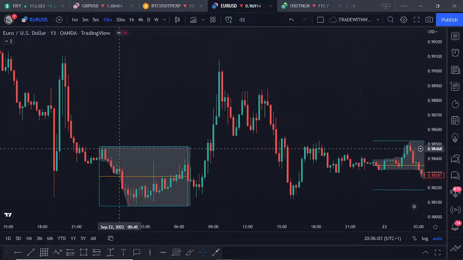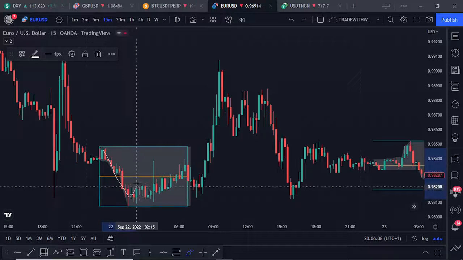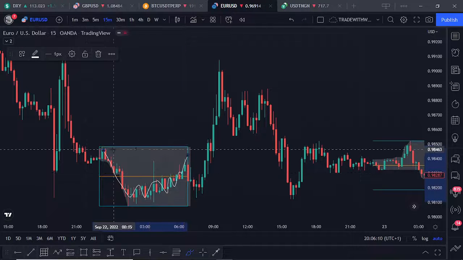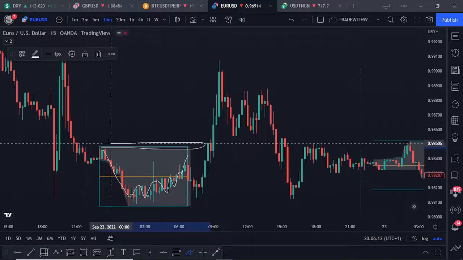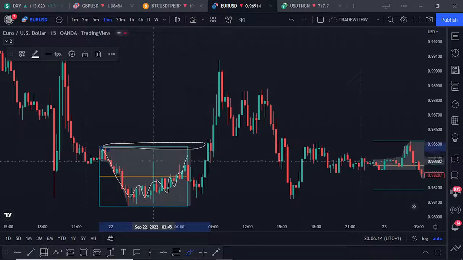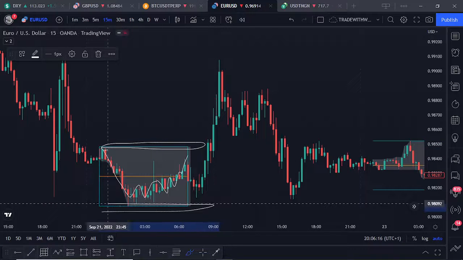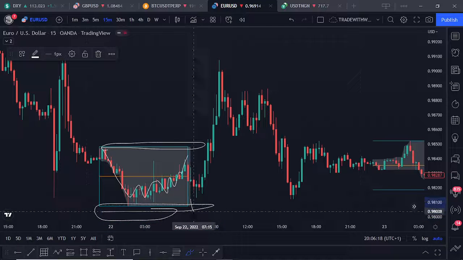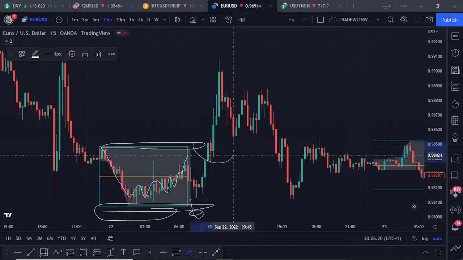Now this one is a ranging session, right? It's ranging up, down, up, down, up, down, up, down. So there's liquidity at the top. We believe some people are selling from here, some stop losses are here, and then some stop losses are also here. So we believe the market should grab the liquidity below and then grab the liquidity above.